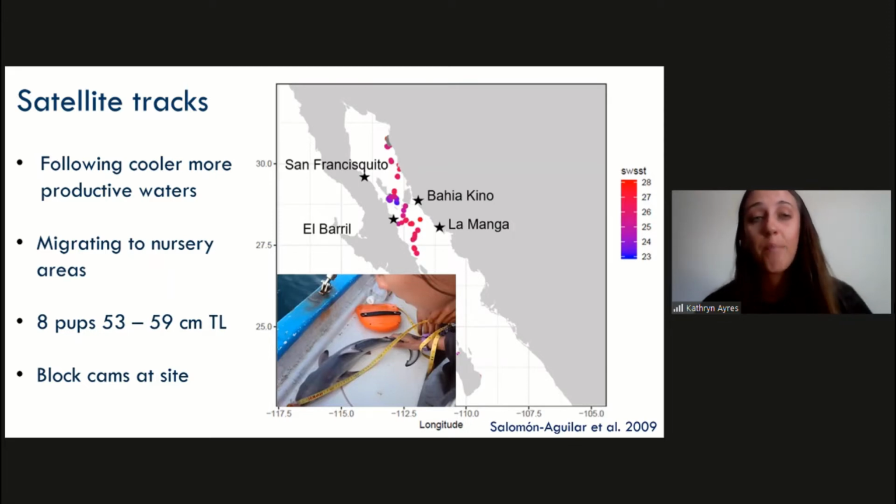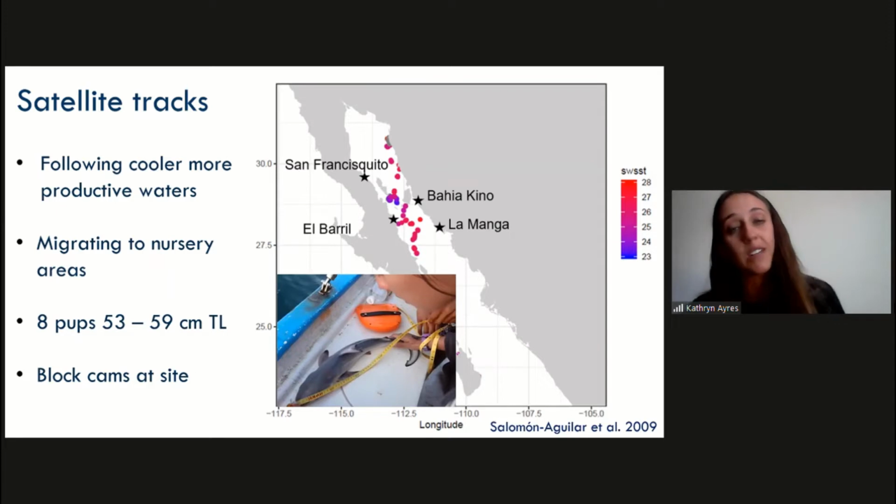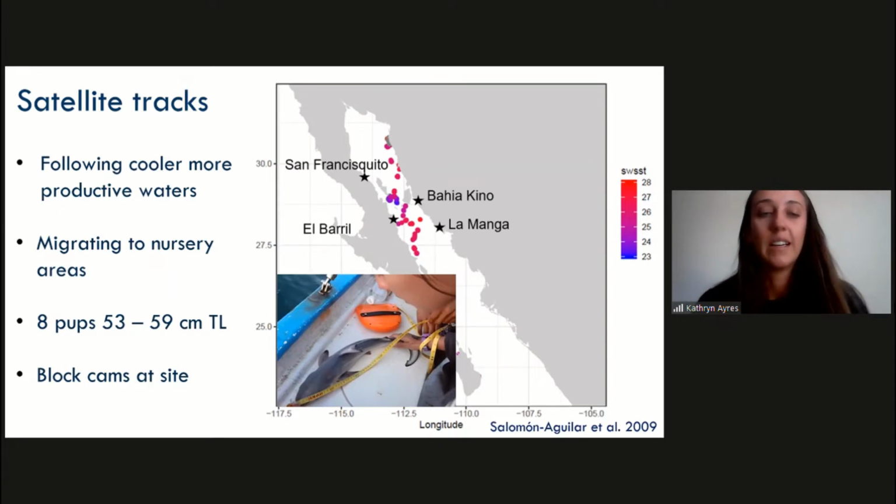So the next step in the research, which will be for my postdoc, will be to find out if the aggregations are male or female. We've already attempted to place baited cams in the aggregation site, but the sharks seem to be completely deterred by the cameras. So I need to find a way to be able to see if the aggregations are male or female, because that would be really interesting to find out.